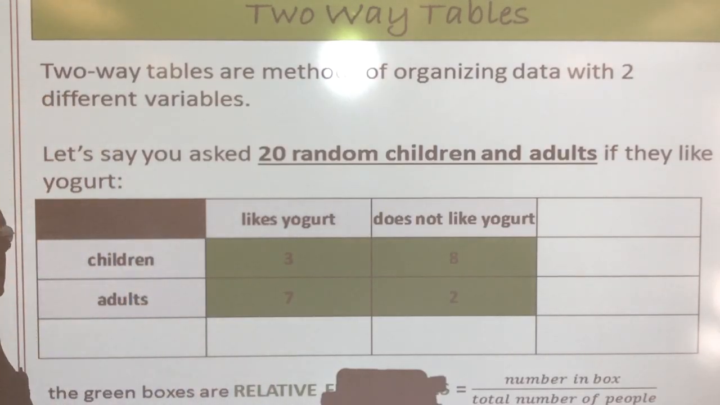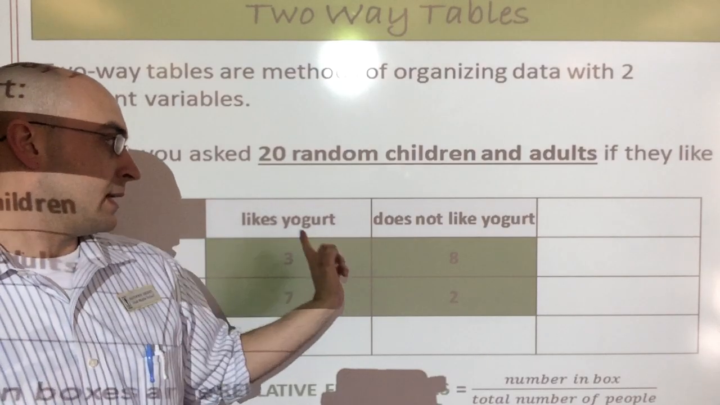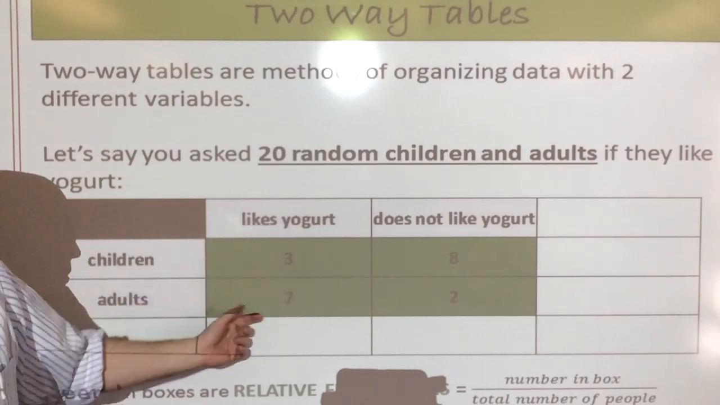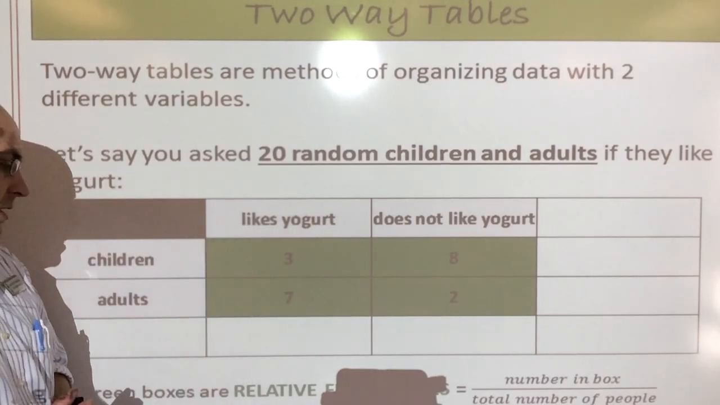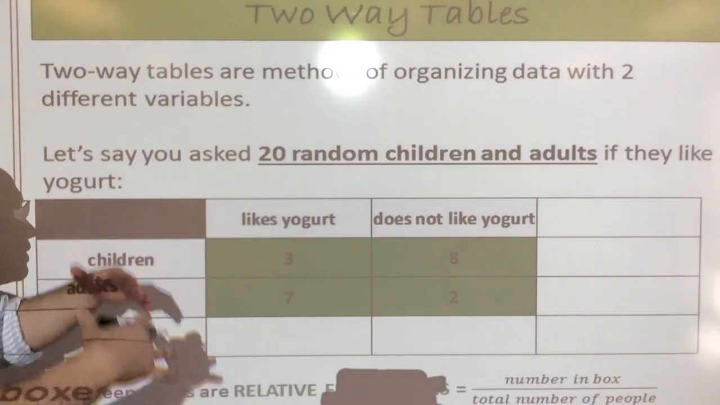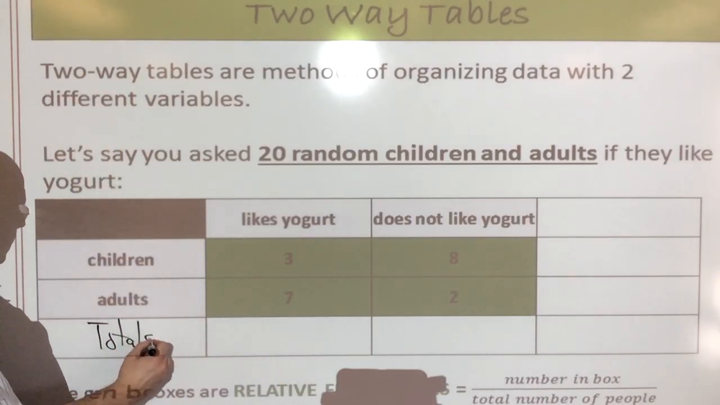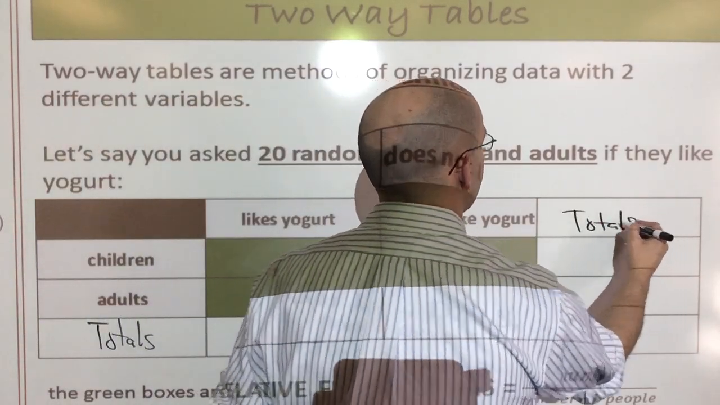Okay, so here I've got 3 children that like yogurt. And I've got 8 children that don't like yogurt. Here I have 7 adults that like yogurt, and I've got 2 adults that don't like yogurt. So we're missing a key part of this thing, and what we're missing is the totals. You've got to get me the totals. So for instance, I'm going to write totals here because I need to find them across, and I need to find totals here because I need to find down.